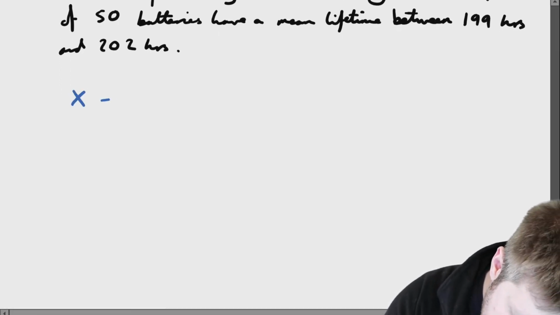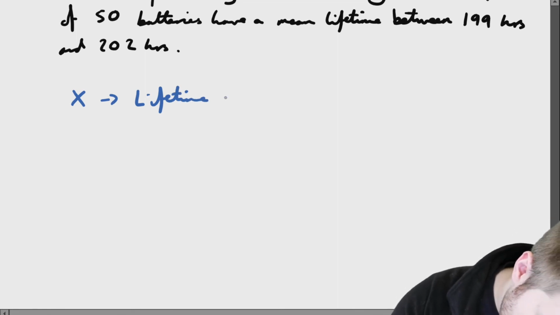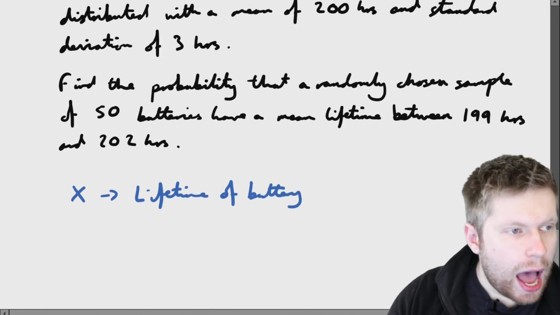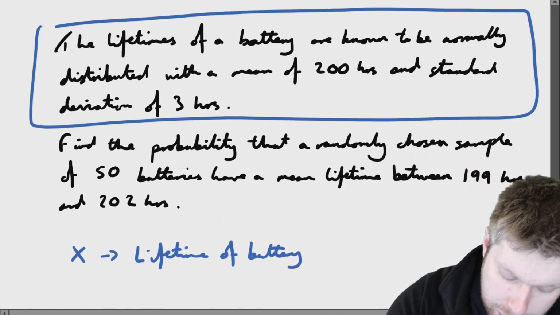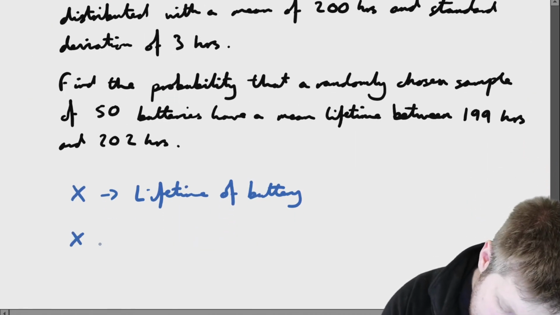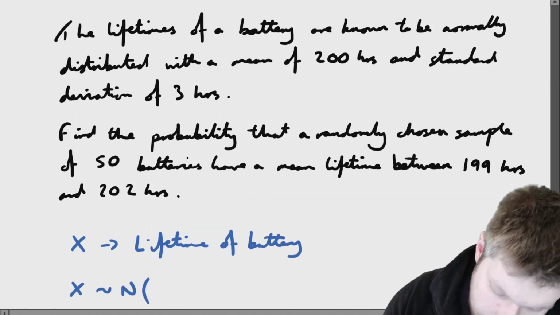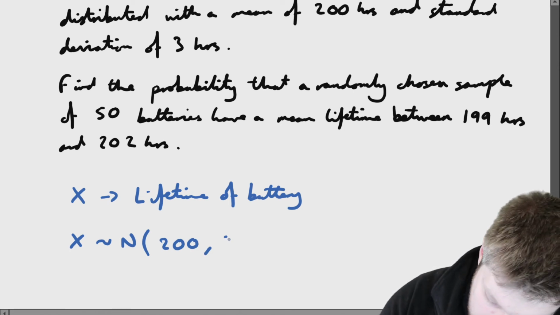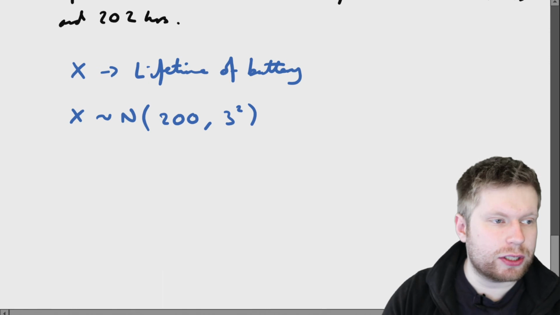So let X represent the lifetime of a battery, okay? And in this case, we need to write down the lifetime of just one battery. So I'm going to be using this first paragraph up here. In other words, I'm saying that X is distributed using a normal distribution. Well, what's the mean? The mean is 200 hours. And the standard deviation is 3 hours, which means that the variance is 3 squared. So remember, it's always the variance that goes there.